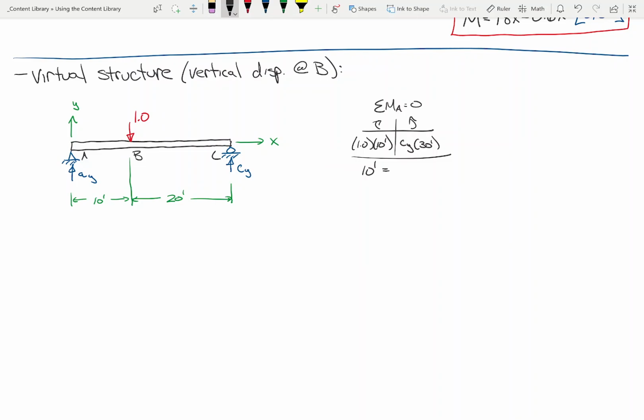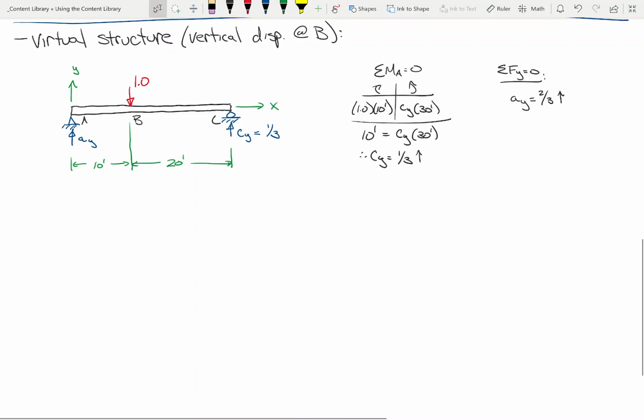So 10 feet equals CY times 30 feet. And so that's a third. And so if CY is a third, what's AY going to be? 2/3. So I'll just do it like this. I'll just say, I'll just do that.